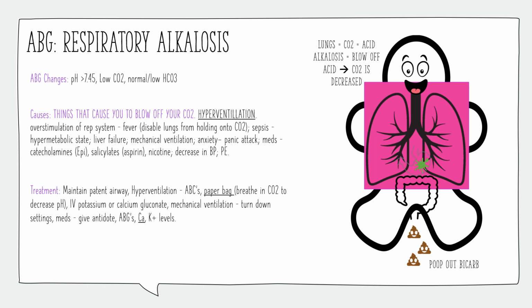In respiratory alkalosis, your lungs, your CO2, which is your acid, is going to be low, so they're going to be alkalotic. You're going to be blowing off your acid, okay, so your acid's going to be low, your CO2 is going to be decreased. Things that cause you to blow off your CO2, I want everybody to kind of hyperventilate with me, okay, so just breathe heavy.